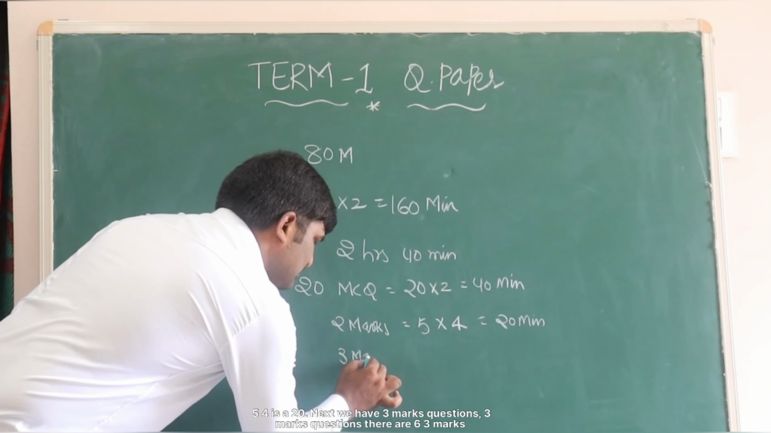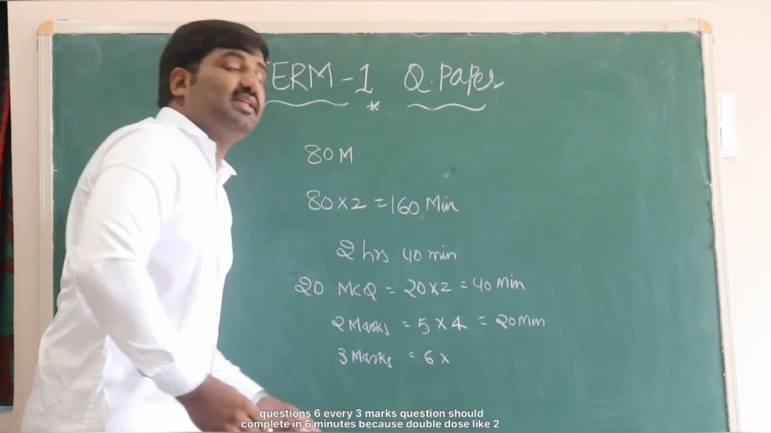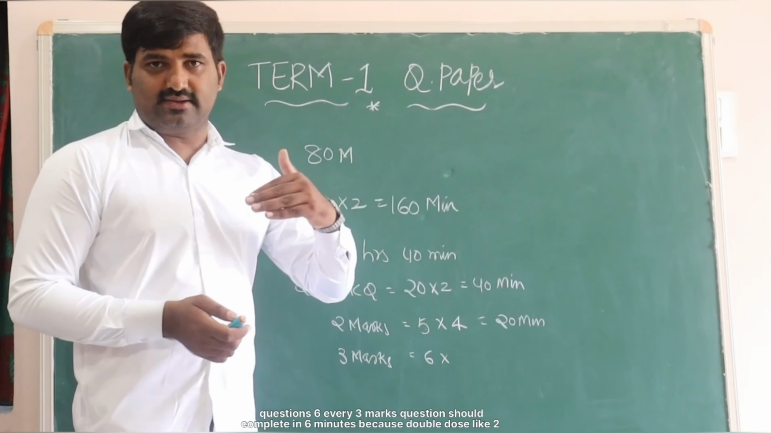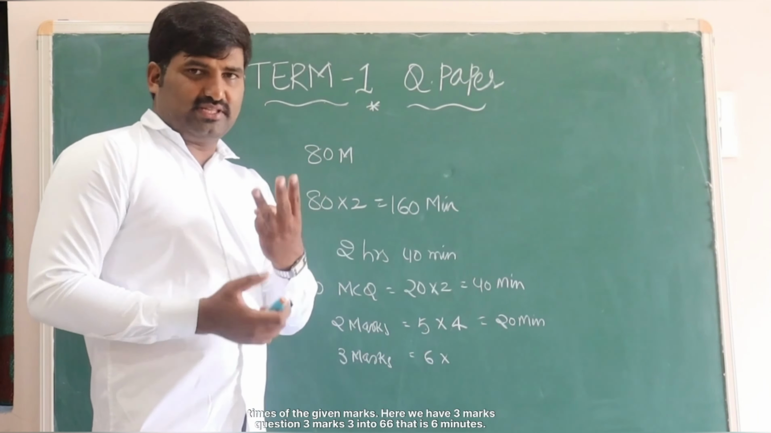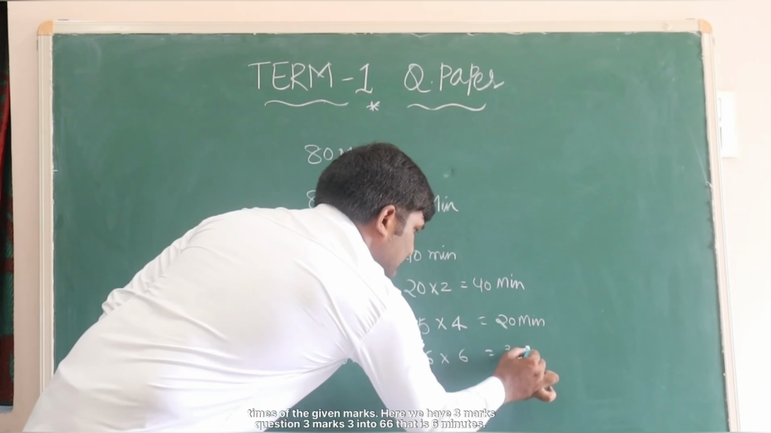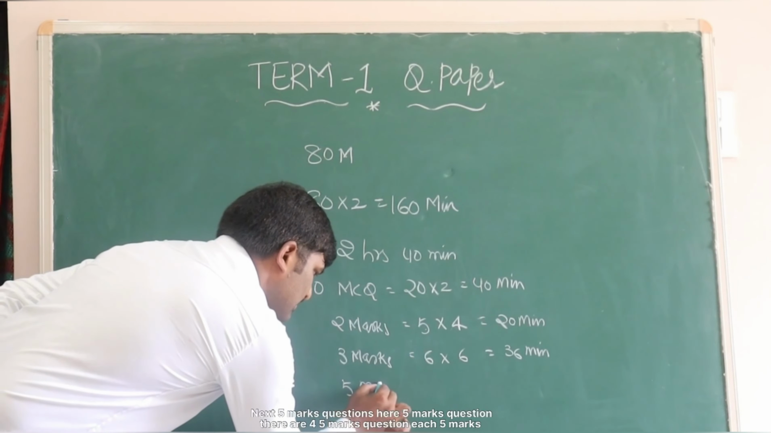Next we have 3 marks questions. There are 6 questions of 3 marks. Every 3 marks question you should complete in 6 minutes, because of the double dose, 2 times the given marks. 3 into 2 is 6, and 6 sixes are 36 minutes.